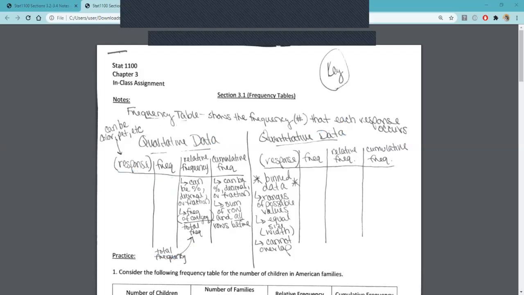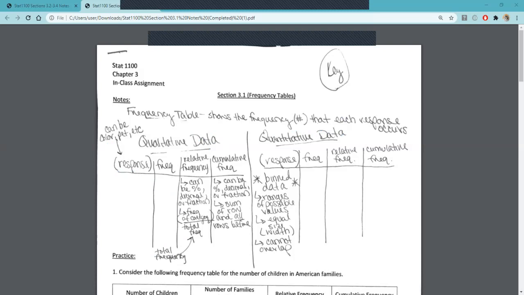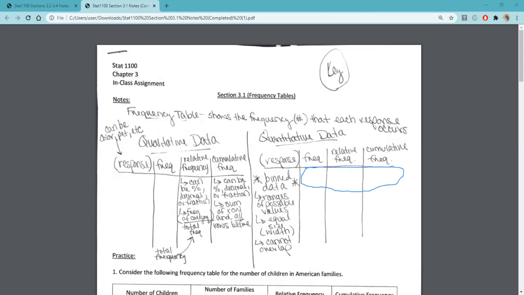And then talk about quantitative data. When we're talking about quantitative, these three columns are going to be the same process as we did with the qualitative data. The only thing that's going to be different is that now we're going to have binned data. So let me throw an example over here. It's going to be a range of data.